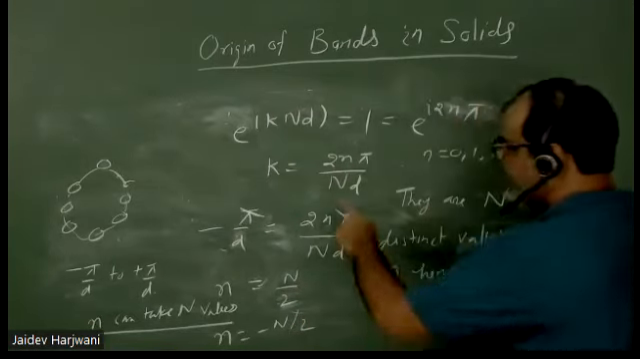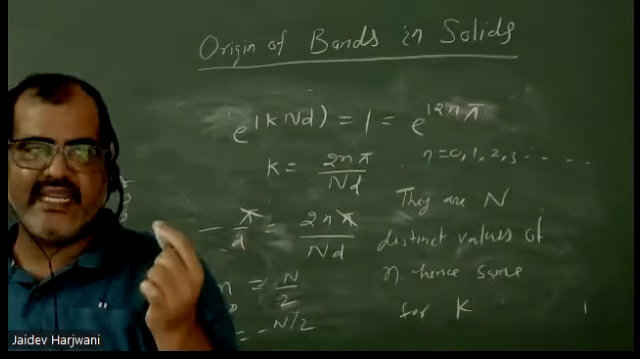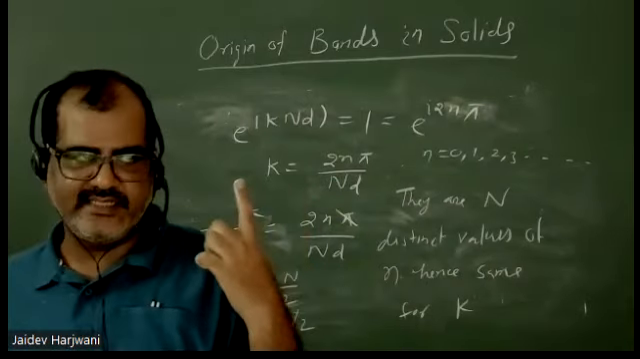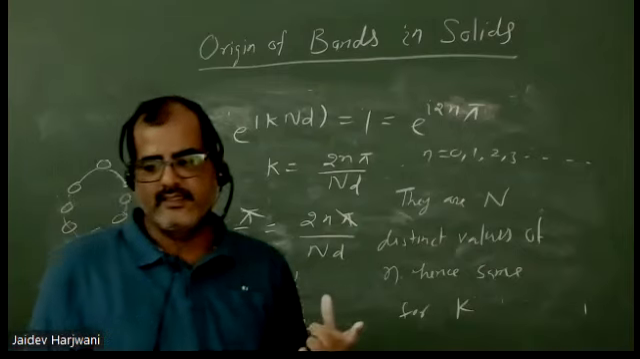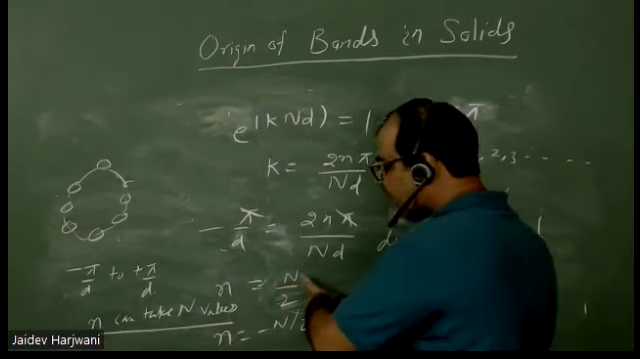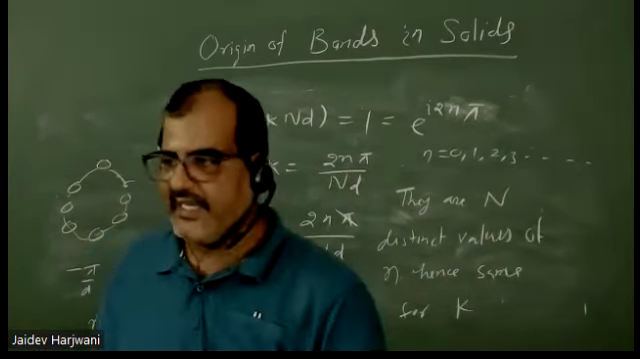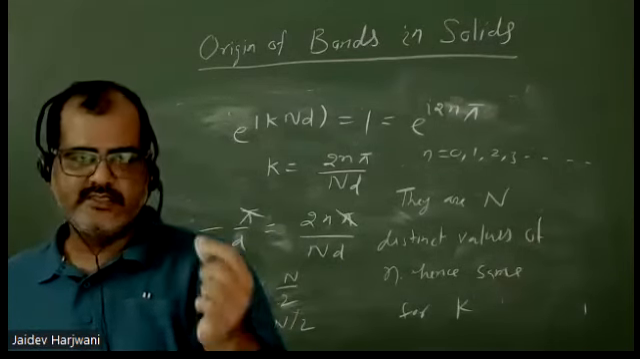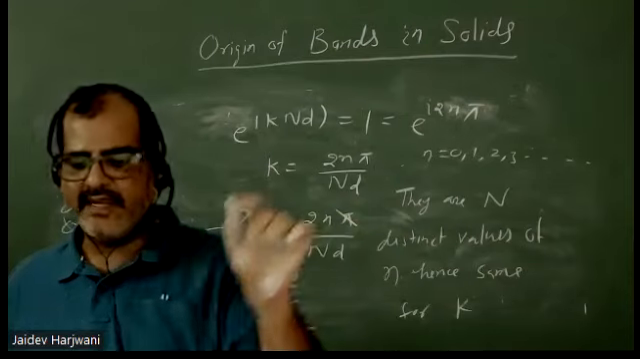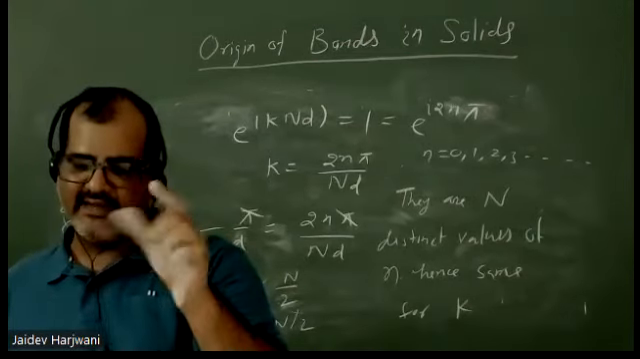Okay, so that means my k in between minus pi by d to pi by d can have N distinct values. That means k can have N states. Okay, sir. Capital N represents N different states. The capital N represents the number of atoms. So if between minus pi by d to pi by d k can take N values, from 0 to pi by d it can take N by 2 values, and from 0 to minus pi by d again N by 2 values. That means between minus pi by d to pi by d, my k can take N values. That I'm trying to say.